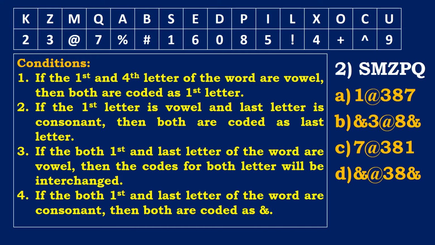2. SMZPQ is represented as, according to the fourth condition, if both the first and last letters of the word are consonants, then both are coded as IND. Hence the first and last letters are both coded as IND. The second, third, and fourth letters are coded as AT, 3, 8 respectively. Option D is the correct answer.